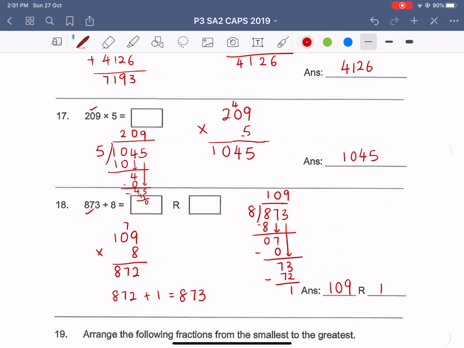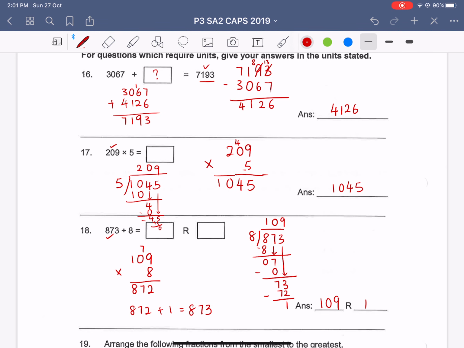So you can see from the first three questions, although they look very, very simple, what I have done is I have done a check to make sure that the answers I got are actually correct. I know some of you in class already have this habit. Keep it up. Some of you have learned this since primary 2. Some of your maths teachers will have asked you to check your answers. This is exactly what I mean by checking your answers. You do the opposite, to see whether the answers are really correct.